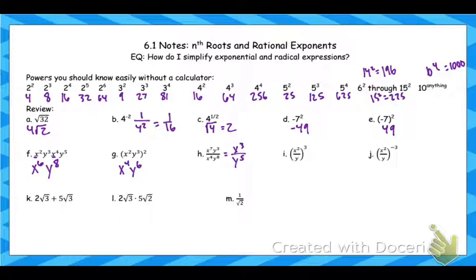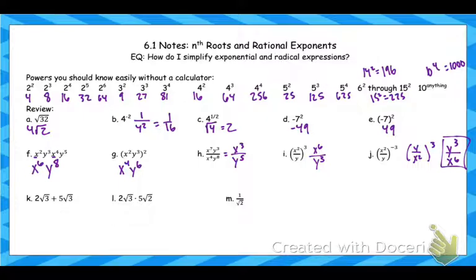Power to a power of a fraction, they both get that exponent. Negative exponent that applies to both, and it actually just flips that whole fraction. So then both of those get that exponent, so this would be y to the third over x to the sixth.